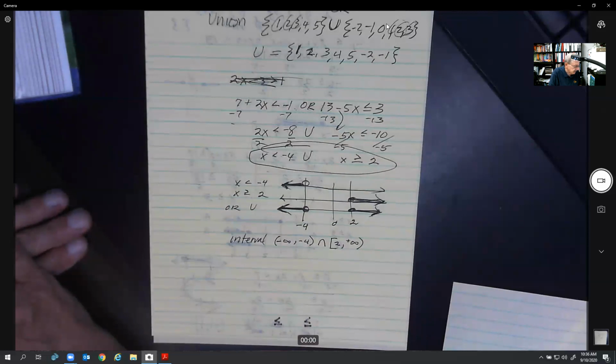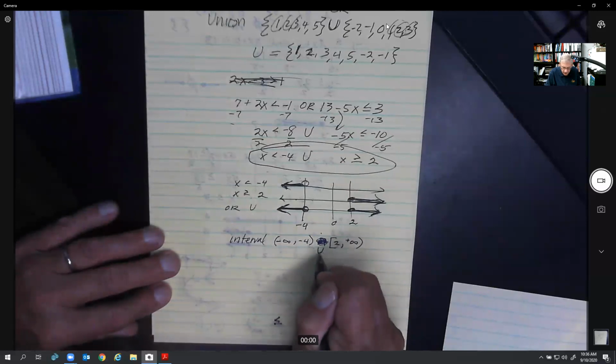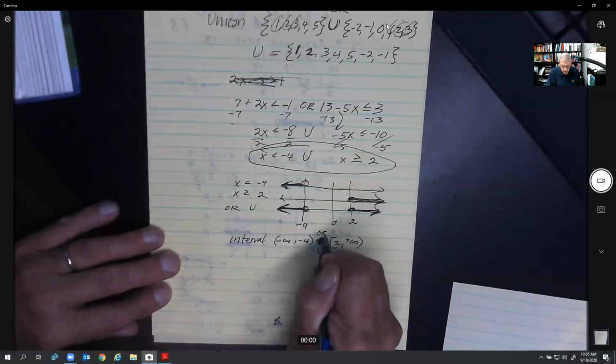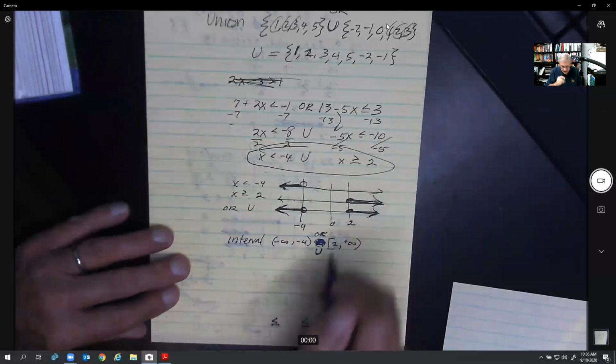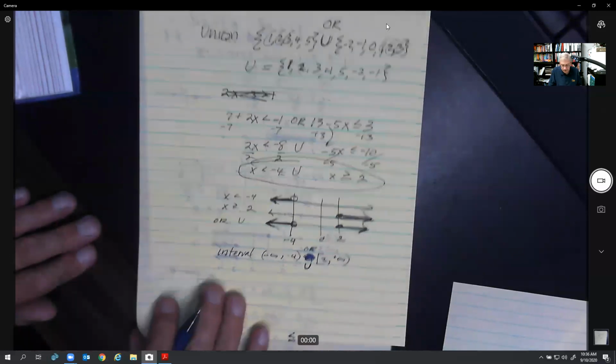Kind of interesting. Now, I shouldn't have put an intersection. What did I do? This is a union, or an or statement. I don't know why I put an intersection. Intersections on the brain. Okay, let's try another one.